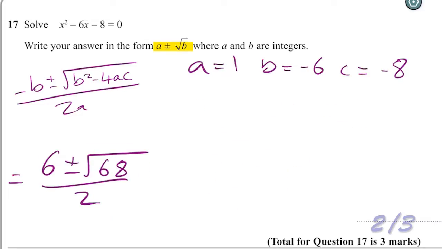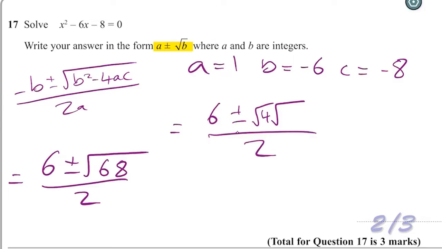Now the answer wants this in the form a plus or minus root b, so I can't have a fraction on the bottom. I'm going to have to be able to divide 6 by 2, that's easy, that's going to be 3, but dividing root 68 by 2 is a little harder. What I really want is to write this as 6 plus or minus some surd with a 2 in the front. Now to have a 2, that's the same as root 4.